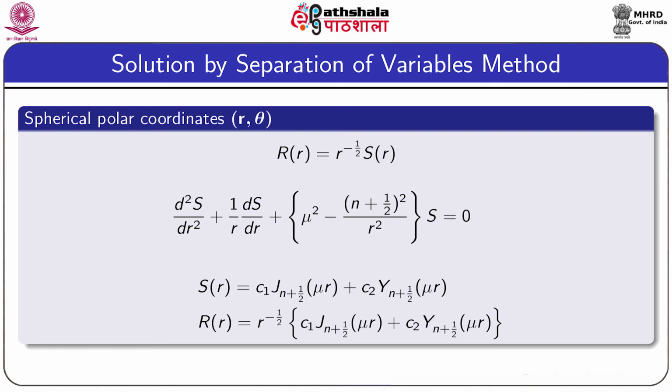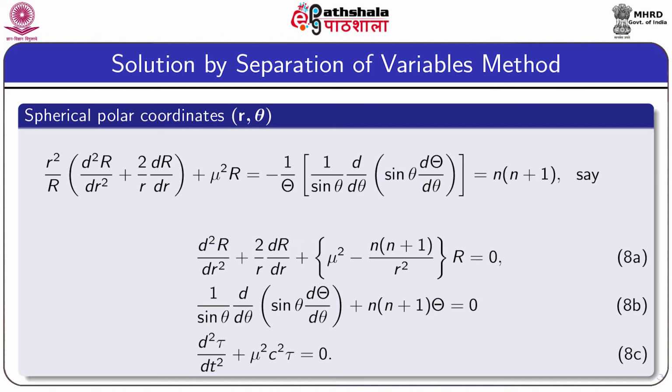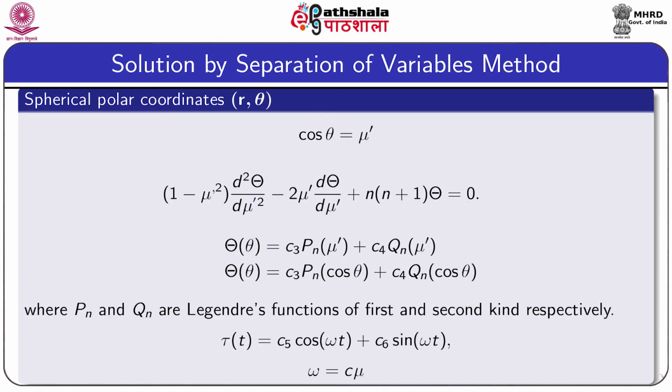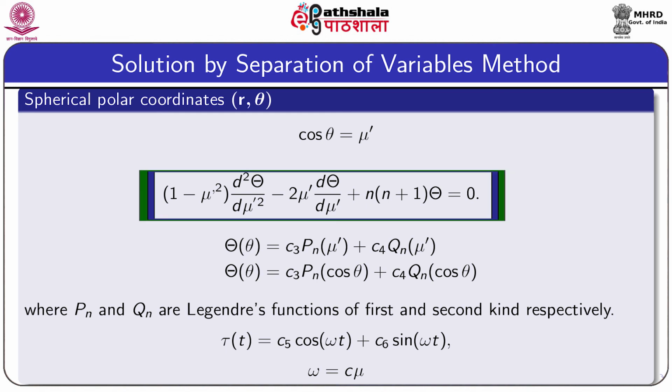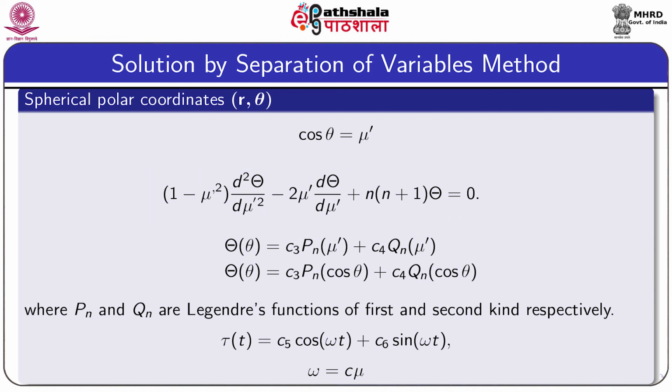Now, if we look at the theta equation, which is given in equation number 8b, this is not in the standard form, but if we do the substitution cos theta equals mu dash, then in terms of mu dash the theta equation can be written in the form 1 minus mu dash square into d2 theta by d mu dash square minus 2 mu dash d theta by d mu dash plus n into n plus 1 theta equals 0, and this is the famous Legendre equation.